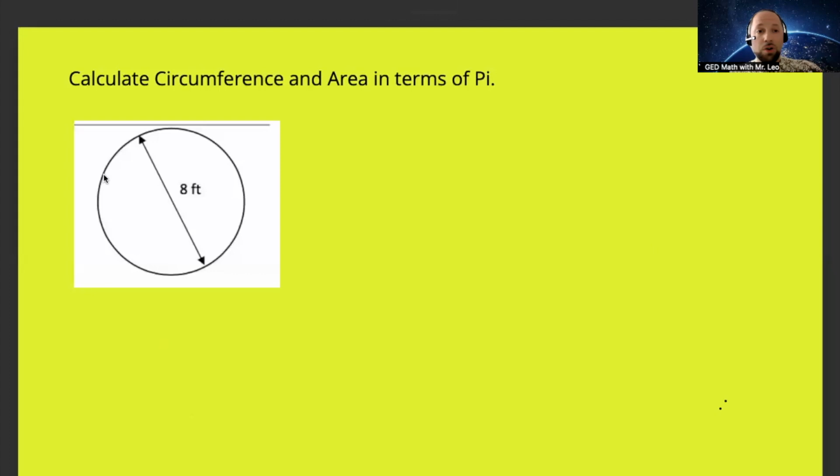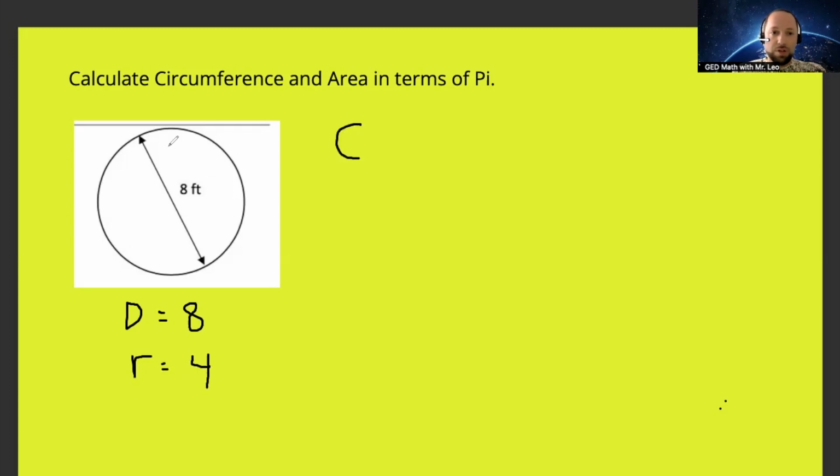Okay, here we go. Calculate circumference and area in terms of pi. So what do we know? Looks like the diameter is 8, meaning the radius is 4. Watch how quickly I do this.